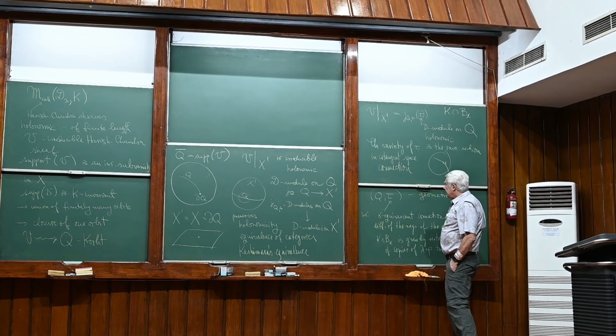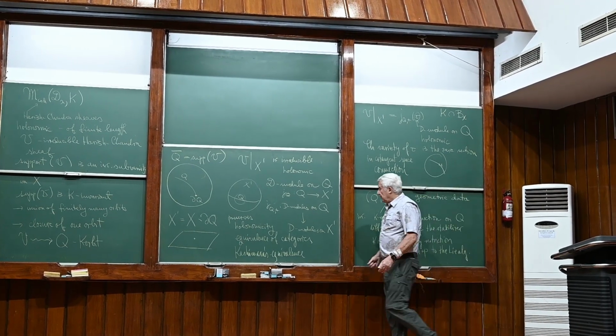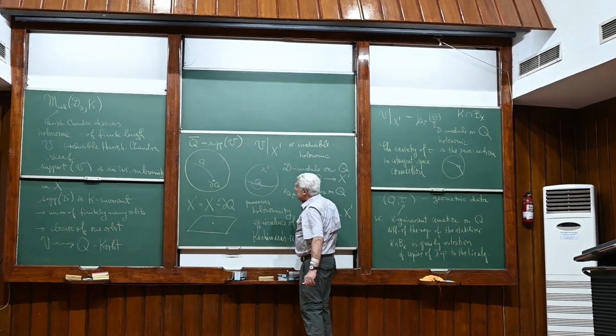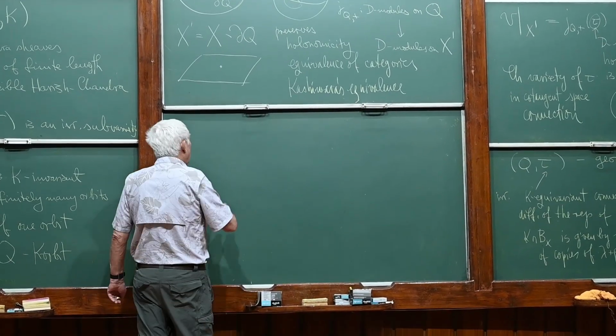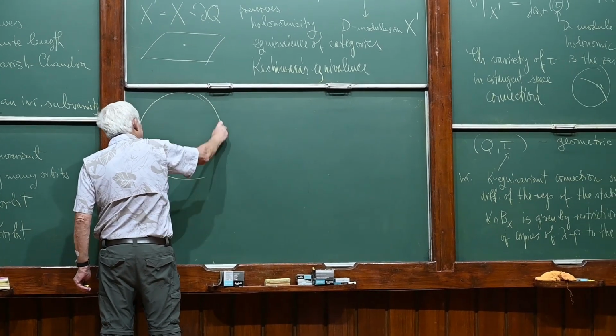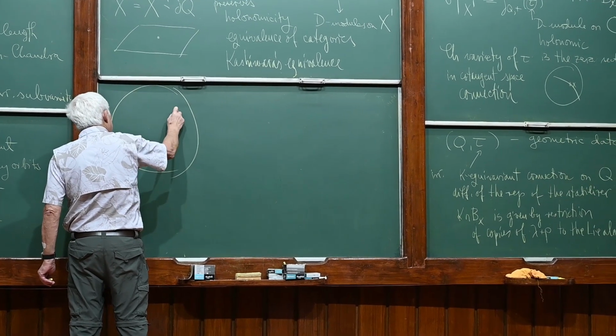But say in SL2, if you look at a picture, then we said last time there are 3 orbits.